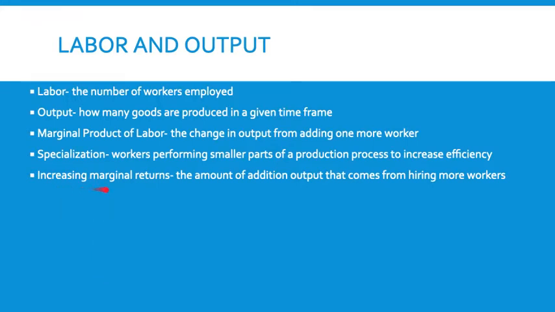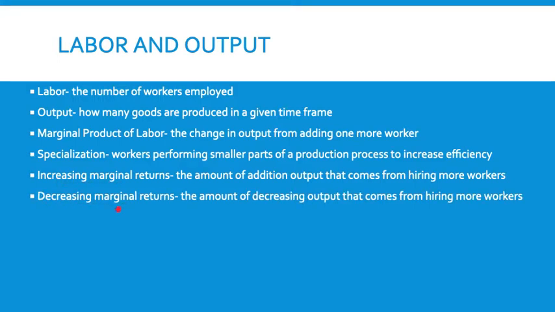Another term, increasing marginal returns. This is all stuff that you read about in the book, just a refresher. Increasing marginal returns, the amount of additional output that comes from hiring more workers. So if we hire more workers and we have increasing marginal returns, it means we have more output every time because it's increasing marginal. Every time we add one worker, that's our marginal, our product increases.